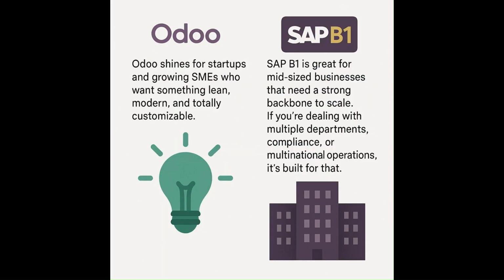Odoo shines for startups and growing SMEs who want something lean, modern, and totally customizable. SAPB1 is great for mid-sized businesses that need a strong backbone to scale. If you're dealing with multiple departments, compliance, or multinational operations, it's built for that.